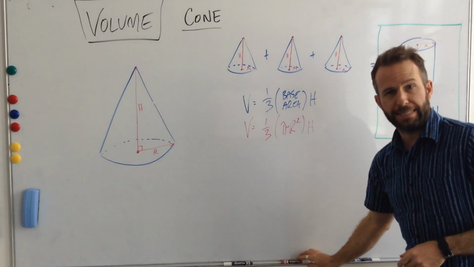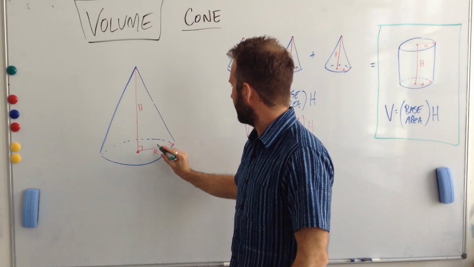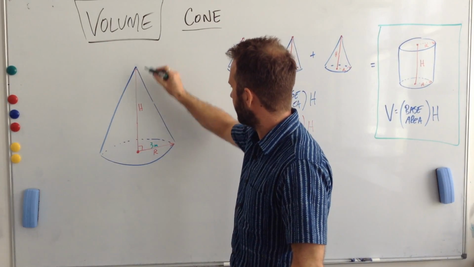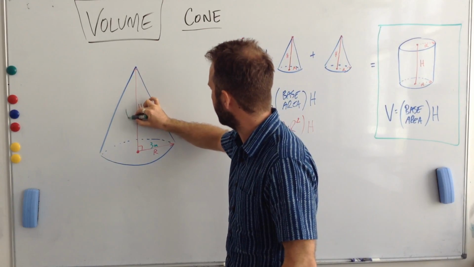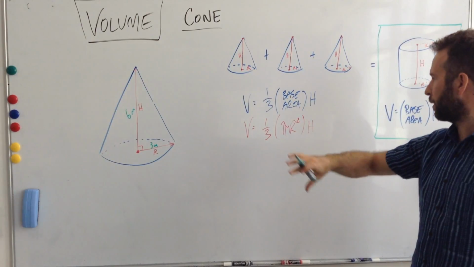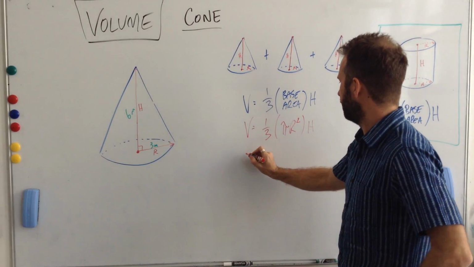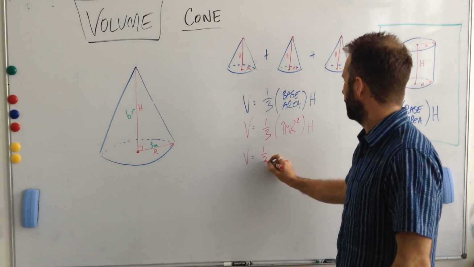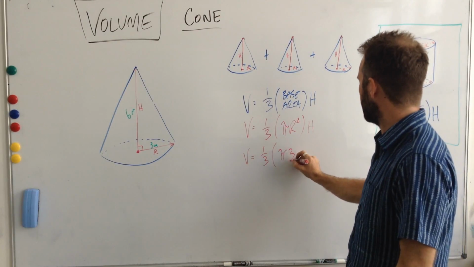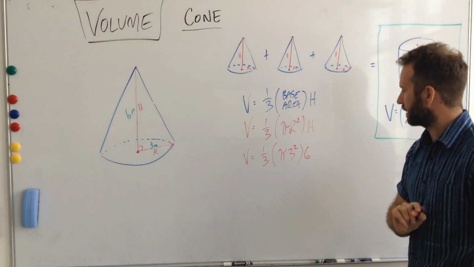Now, let's do an example with this cone that I've got over here. Let's say that we have a radius of 3 meters here. And let's say this height here, this big H height, is 6 meters. Okay, so now let's work with our formula here. What I've got is the volume is equal to 1/3 of pi times the radius of 3, which is squared, and then multiplied by big H, which is 6.